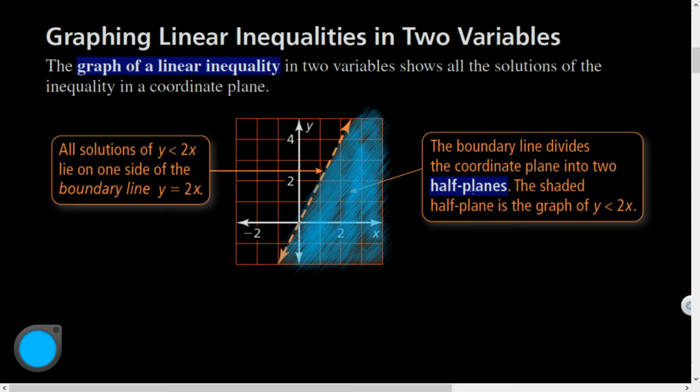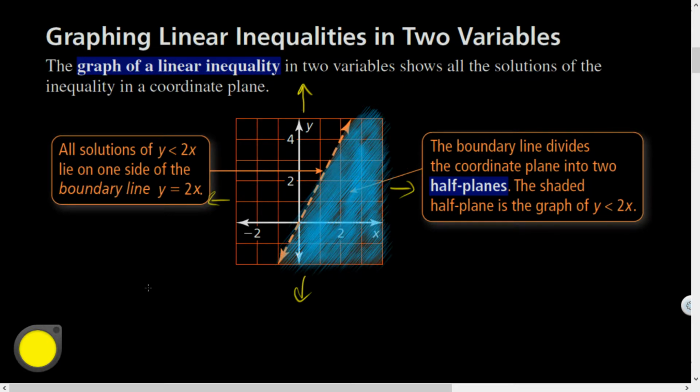Now they call this a half plane. Now the entire square here represents the coordinate plane. But remember, a coordinate plane goes out infinitely in all directions, right? And so they're saying, imagine if I drew a line, and I shaded half of it, right? That's kind of what I'm describing here. Even though this shading isn't half of this square that you see, you could describe it as being half of the coordinate plane, a half plane. All right, and a half plane represents the solutions.